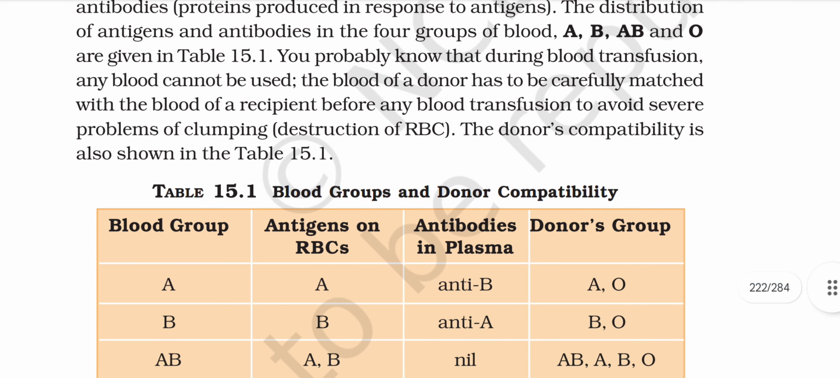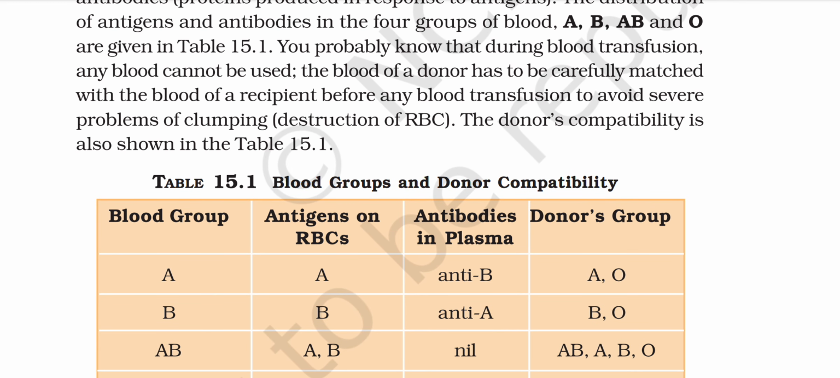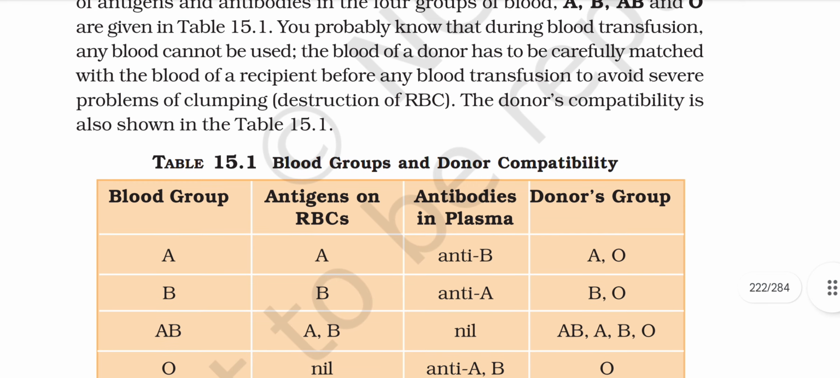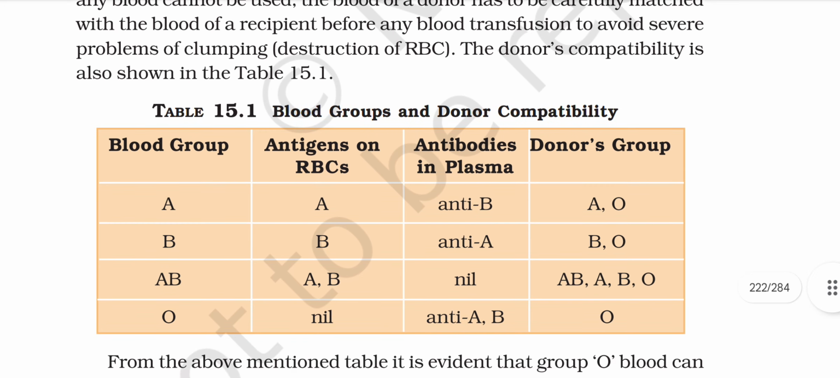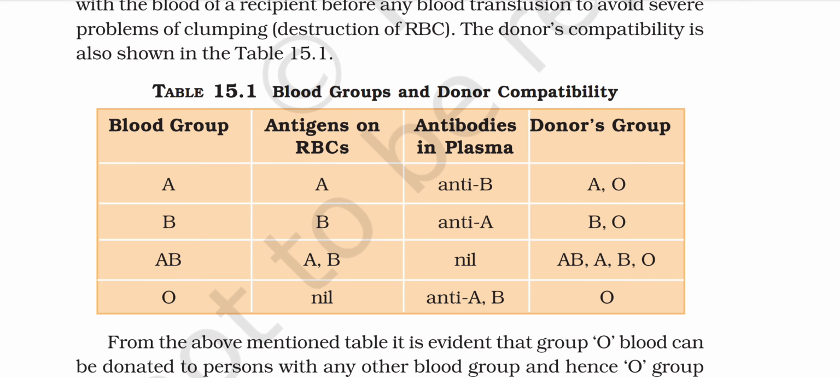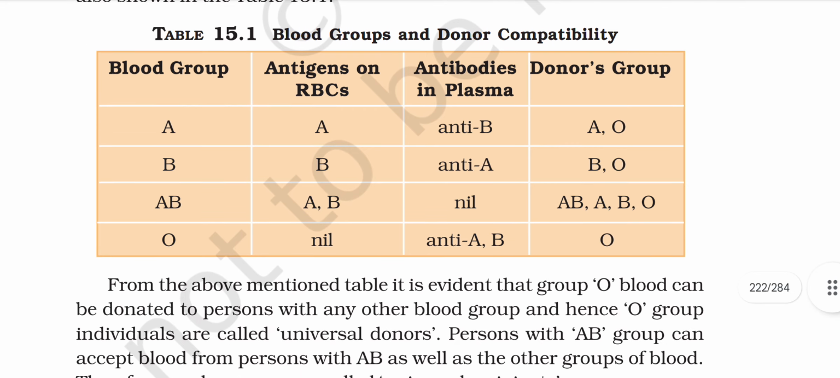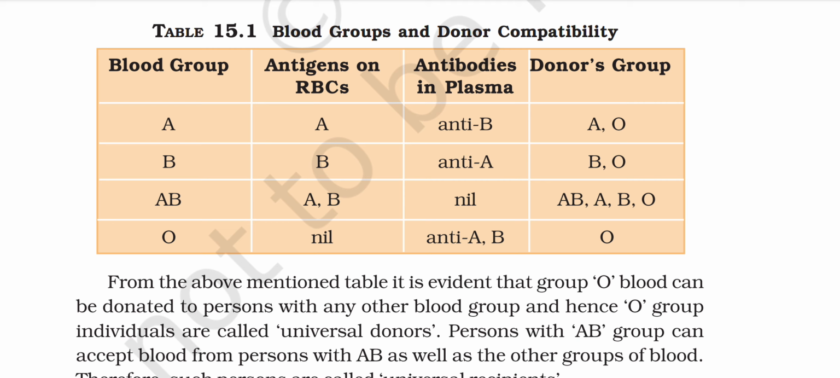You probably know that during a blood transfusion, any blood cannot be used. The blood of the donor has to be carefully matched with the blood of the recipient before any blood transfusion to avoid severe problems of clumping, destruction of the RBC. The donor's compatibility is also shown in the table. The table has the blood groups A, B, AB, and O. Looking at the antigens on these RBCs, A has the A antigen, B has the B antigen, AB has both A and B antigens, and O has no antigens, nil.